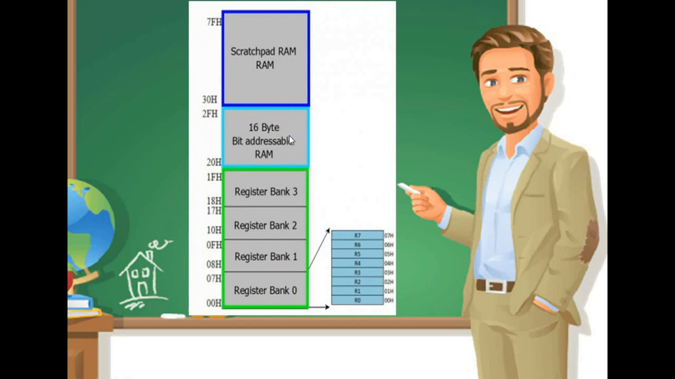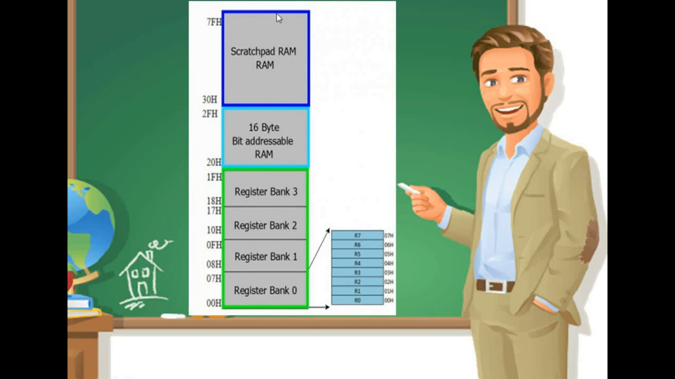Coming to the next one, the bit addressable RAM. It is 16 bytes, and its address will be from 20H to 2FH. Here the memory locations can be accessed by bit. That means memory locations can be distinguished at the bit level also, and this is very important when only 1 or 2 bits are used for storing the start and end address here.